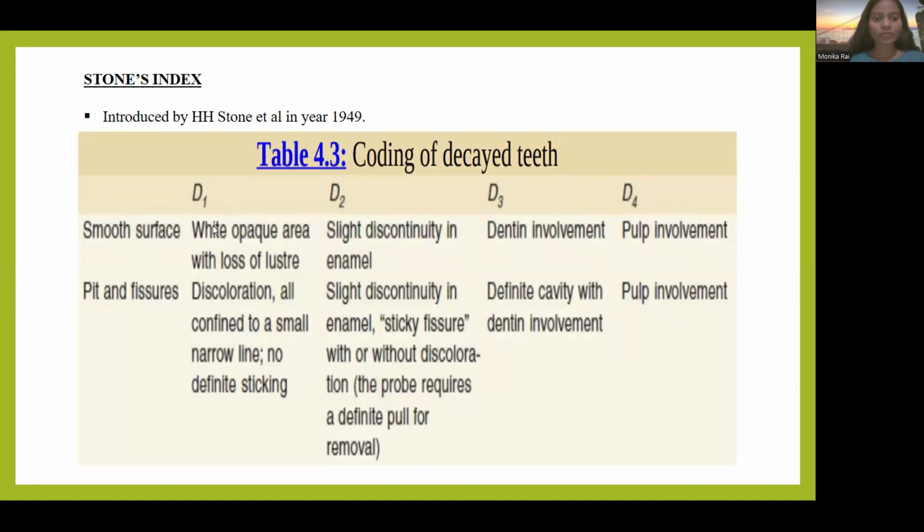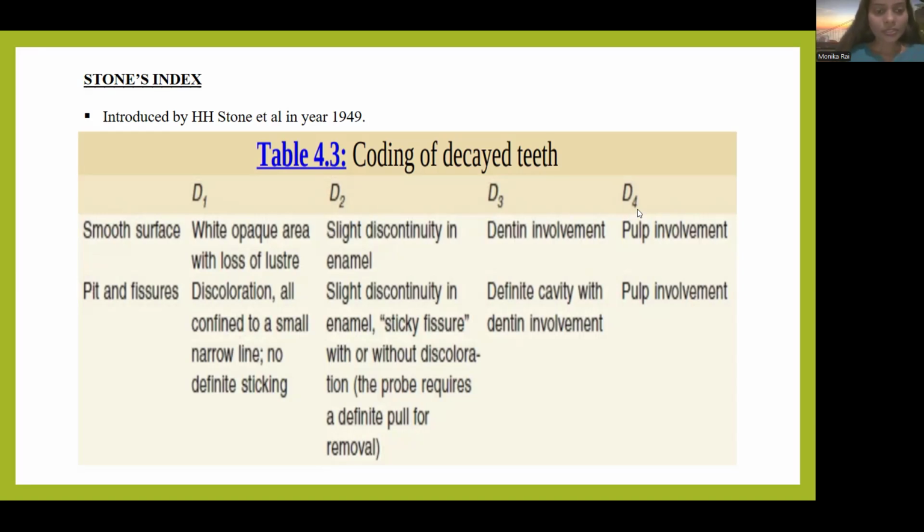In smooth surface, for D1 we have a white opaque area with loss of luster. In D2, we have slight discontinuity in enamel. Third, D3, we have dentine involvement. And fourth, D4, we have pulp involvement.